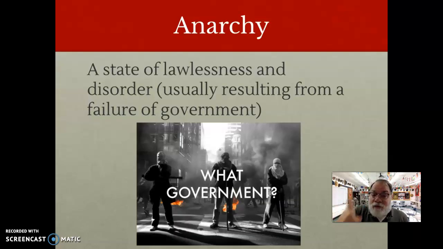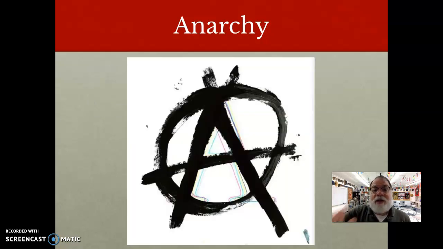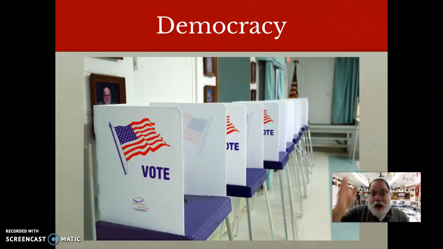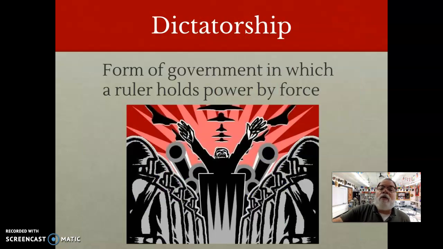Anarchy is a state of lawlessness and disorder, usually resulting from a failure of government. What government? There is no government. Here is a symbol of anarchy. Democracy, a form of government in which people have the power, and that power does include voting. Dictatorship, a form of government in which a ruler holds power by force.